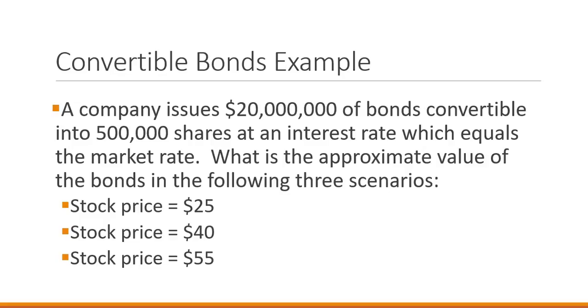Now let's look at an example. A company has a $20 million bond that is convertible into 500,000 shares, and the interest rate equals the market rate. So there's nothing special about the interest rate of the bond. What is the approximate value of the bonds in these three scenarios? Stock price of $25, or $40, or $55. And what we need to do first is calculate the conversion price of these bonds. What is the price per share that equates to the amount of the bond divided by the total number of shares that are or would be received at conversion? Then we can compare that price to these three scenarios to evaluate the bond value.